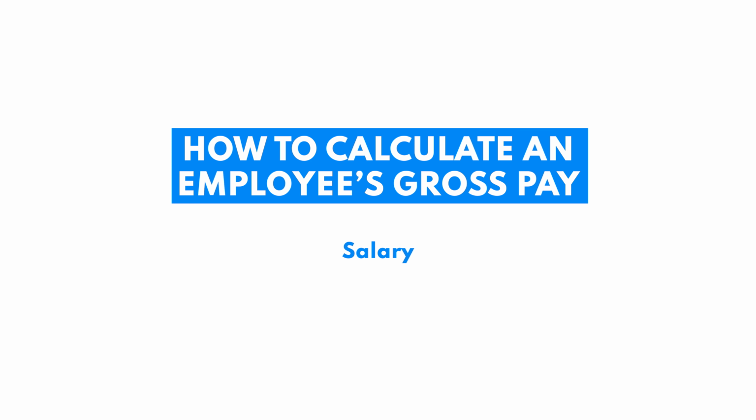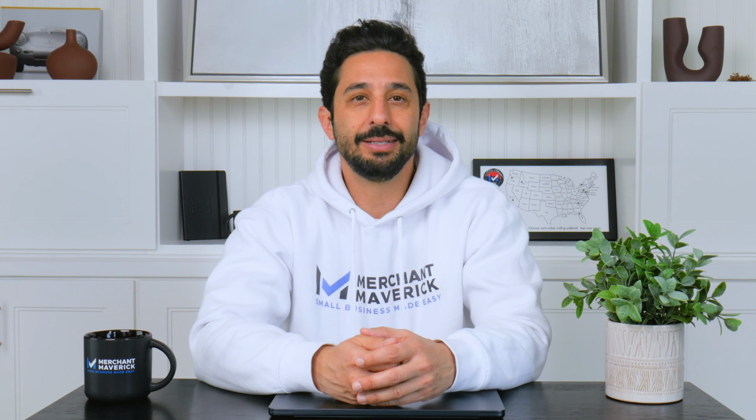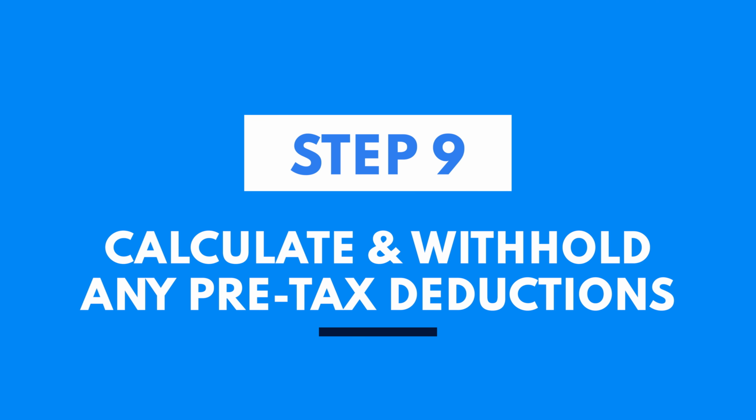For salaried employees, take their annual pay and divide it by the number of pay periods in the year based on your pay schedule. Finally, don't forget to add any overtime pay or bonus pay to get your overall gross pay calculation. Step 9, calculate and withhold any pre-tax deductions. If your employees have any pre-tax deductions, you'll need to withhold these before calculating their net pay.